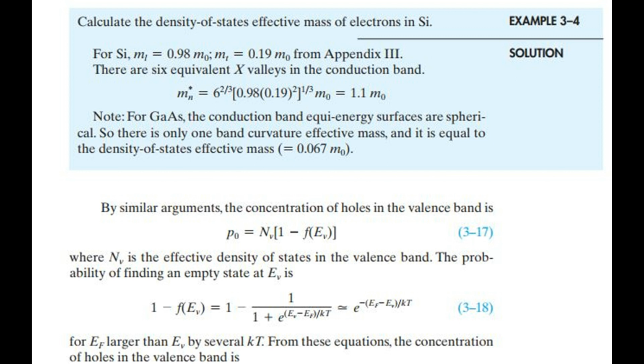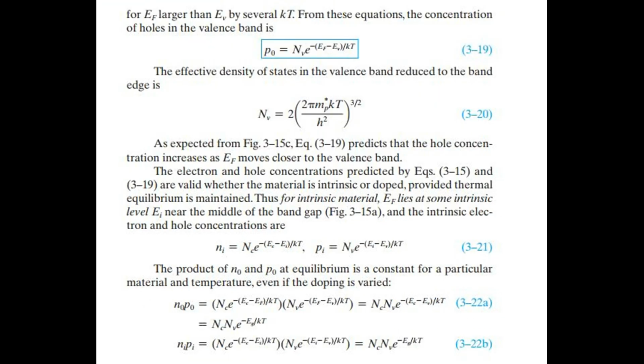equals 0.067 m0. By similar arguments, the concentration of holes in the valence band is given by an expression where NV is the effective density of states in the valence band. The probability of finding an empty state at EV is given for F larger than EV by several kT. From these equations, the concentration of holes in the valence band is the effective density of states in the valence band reduced to the band edge. As expected from Fig 3-15c, EQ 3-19 predicts that the hole concentration increases as F moves closer to the valence band.